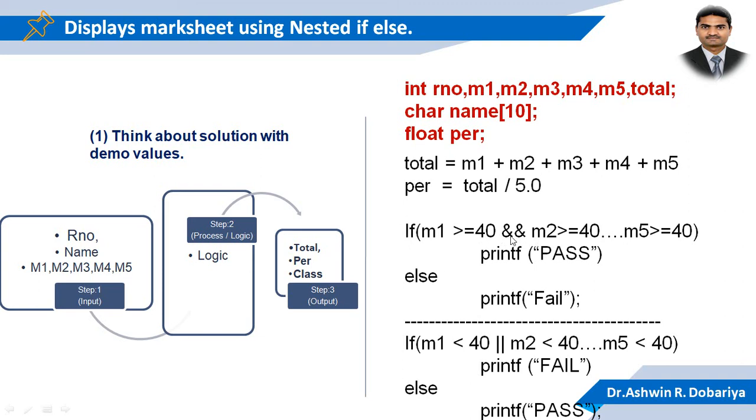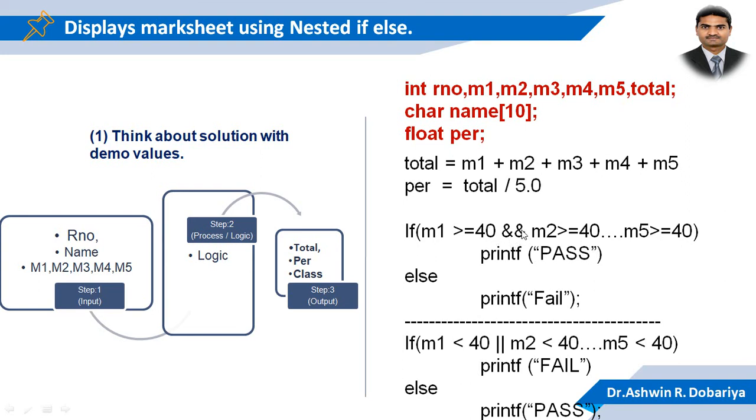So in case of AND operators, if all the conditions are true, then this condition becomes true, and if the condition becomes true, then it will execute the next part and display the pass. Otherwise, in the else part, it displays the fail.